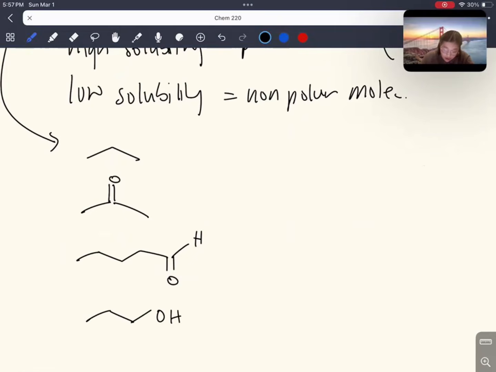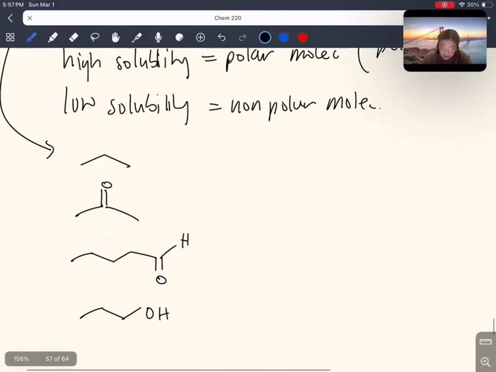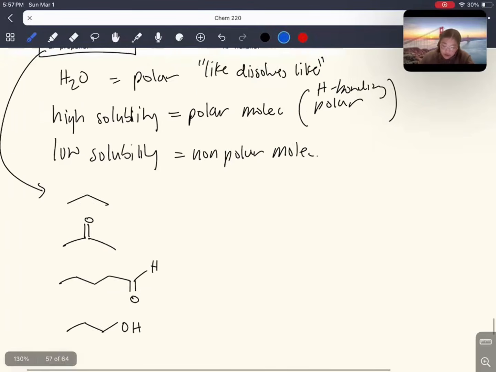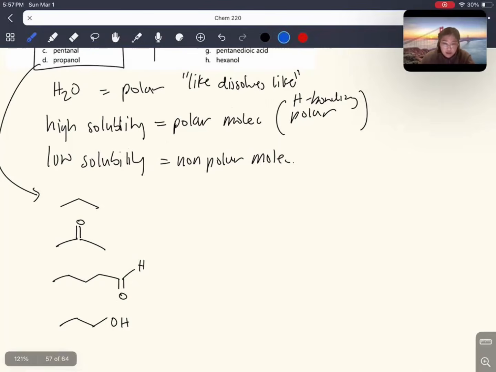So, what do I see about these molecules? Well, first of all, I know that my highest solubility molecules will be ones that can participate in H bonding with water. So now let's think about which ones those would be. Propane is nonpolar.